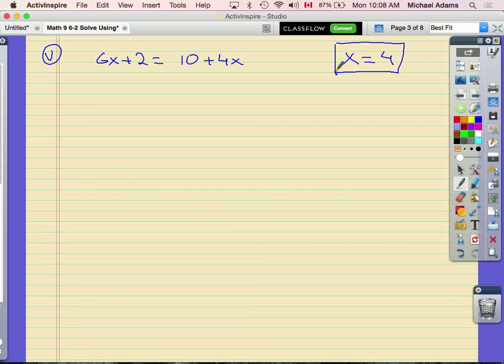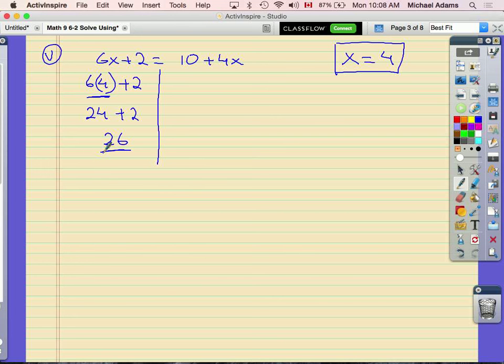Now, looking at this equation, because I have my equal sign, I'm going to write a line under the equal sign. And we've got to get the two sides to equal each other. So on this side here, I'm going to put in 4 for x, and write the rest of the equation, or the expression, here. 6 times 4, well, that's 24, plus 2 is 26. So on the left side, I have 26.